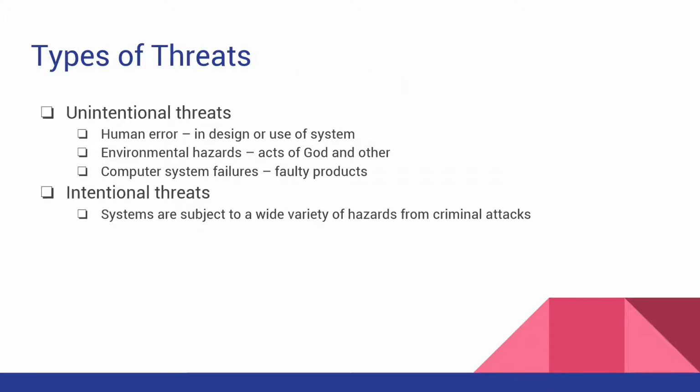For types of threats, there's two different kinds. You have your unintentional and your intentional. Your unintentional threats include human error, environmental hazards, computer failures, and your intentional threats are hackers or crackers or anyone who is trying to steal unauthorized data from your system.